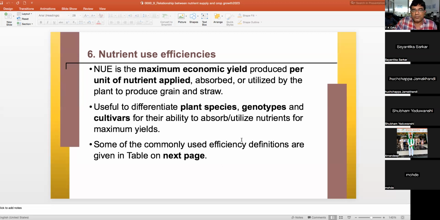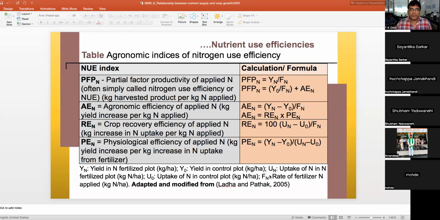Some of the commonly used efficiency definitions are on the next page. You can see these are the most commonly employed nutrient use efficiency indices. Partial factor productivity of nitrogen is applied nitrogen, often simply called nitrogen use efficiency, or nutrient use efficiency. So instead of nitrogen, you can consider it as nutrient use efficiency.